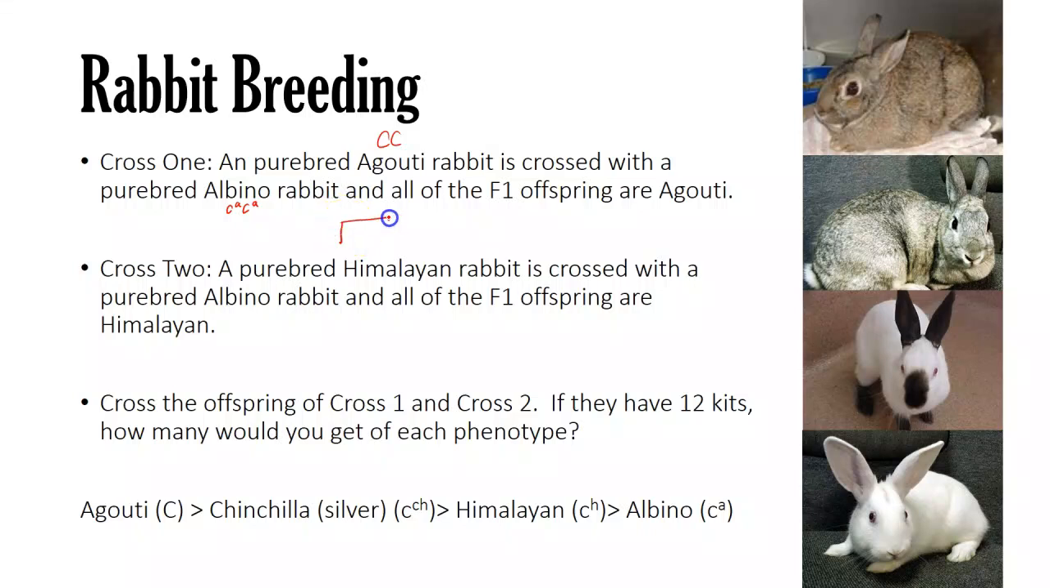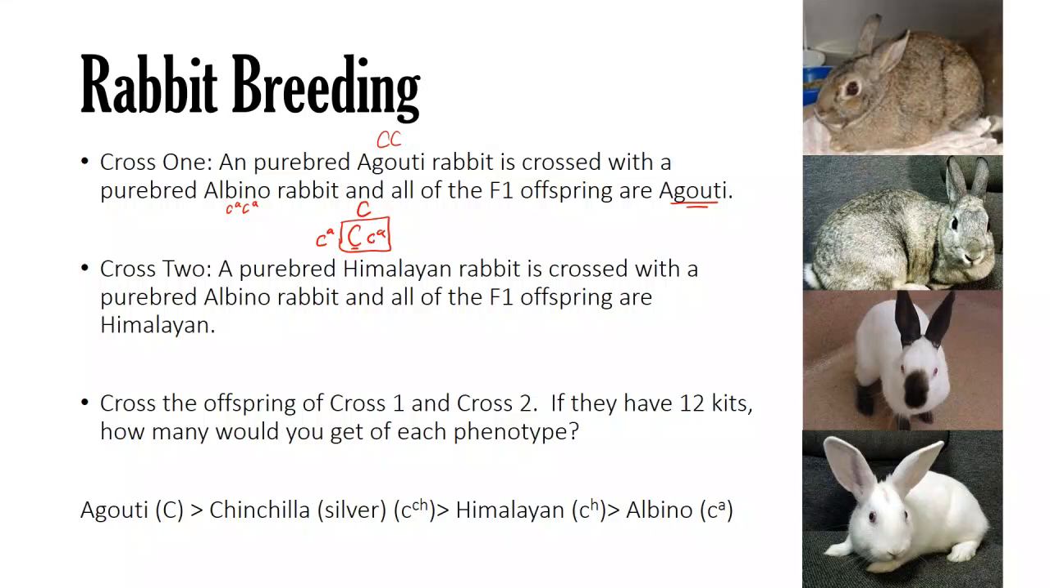So if I set up this cross and make myself a little Punnett square, the agouti parent can give big C or big C. The albino can give little c^a, not both. And if I bring these together, I'm going to see that all of the offspring are agouti, and that's true because they have that dominant big C.